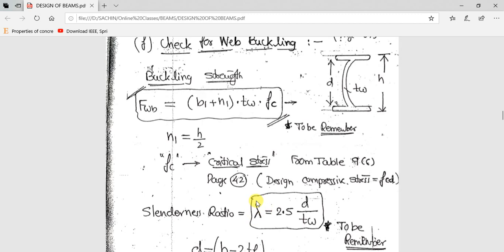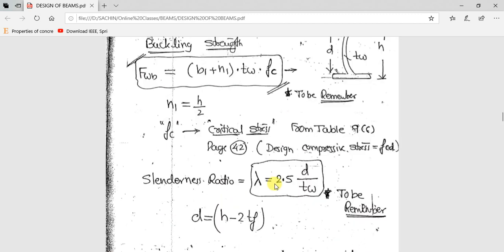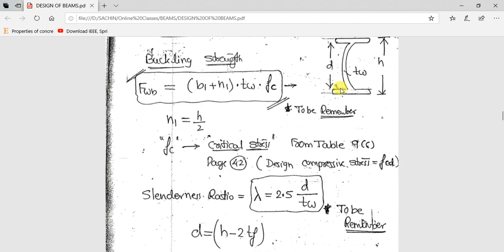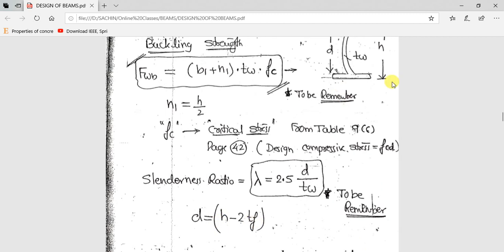So first you have to calculate the slenderness ratio, and using this value, referring to Table 9C, you will get the value of FC. I use this concept in the design of compression members also. The formula to get the slenderness ratio, that is lambda, is 2.5 times D divided by TW. You are aware of what D is. It is H minus 2 times the thickness of the flange. Once you get the slenderness ratio and refer to Table 9C, you will get the value of FC.